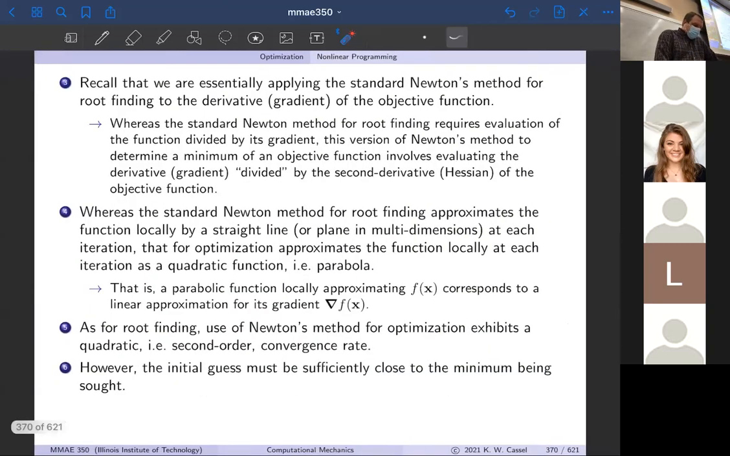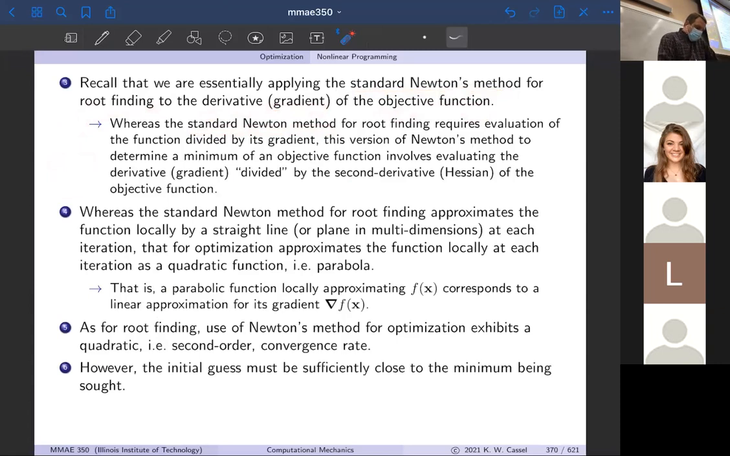Okay, lots of comments to make about this. What we're really doing is applying the standard Newton's method for root finding, no different than the previous chapter, but now applying it to the derivative or the gradient of the objective function. That's the only difference. Whereas the standard Newton's method for root finding requires evaluation of the f in the numerator and the f prime in the denominator, it's now f prime in the numerator and f double prime in the denominator. Or again, they're vector forms with the gradient and the Hessian.